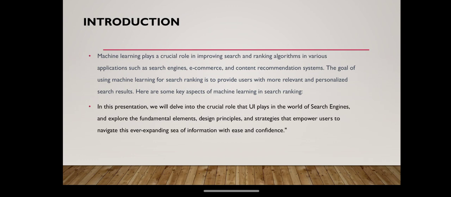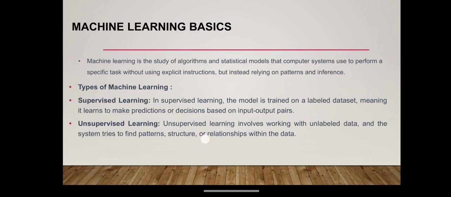Introduction: machine learning plays a critical role in improving search and ranking algorithms in various applications such as search engines, e-commerce, and content recommendation systems. The goal of using machine learning for search ranking is to improve relevance and personalization in search results. There are some key aspects of machine learning for search ranking. In this presentation, we will explore the fundamental elements, design principles, and strategies. Next, machine learning basics.